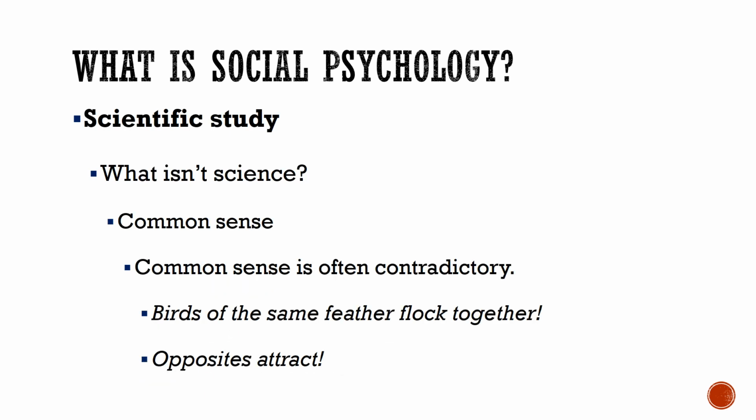Another problem with common sense is that it's often contradictory. That is, common sense often includes many assumptions that cancel each other out, so to speak. A great example of this is the contradiction between the common sense assumptions birds of a feather flock together and opposites attract in regards to the formation of friendships and romantic relationships.